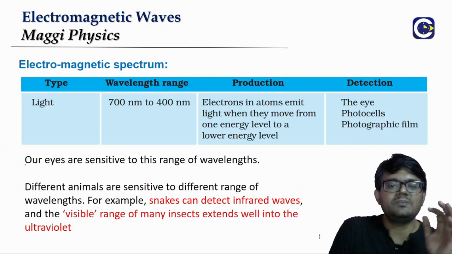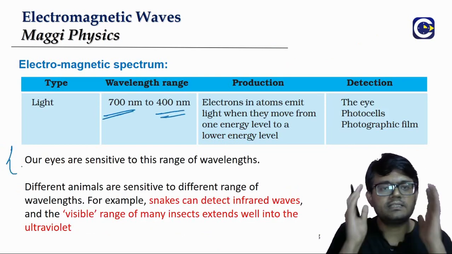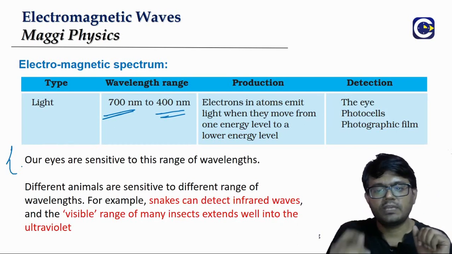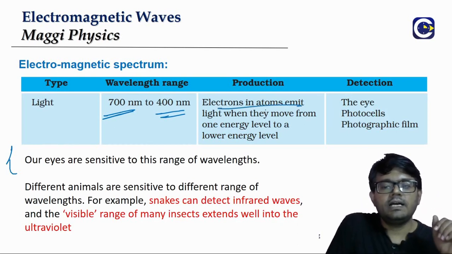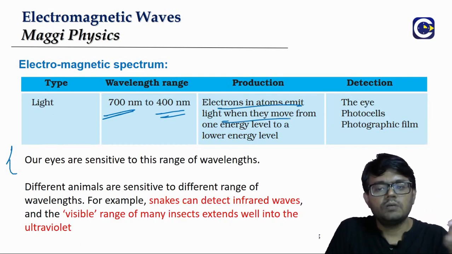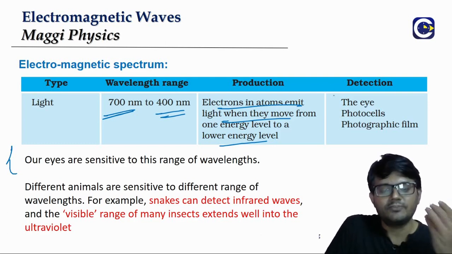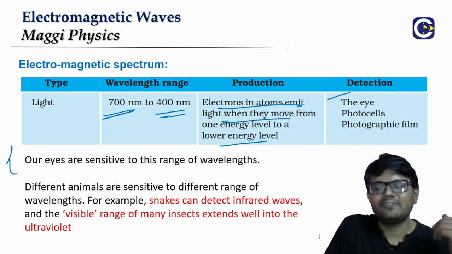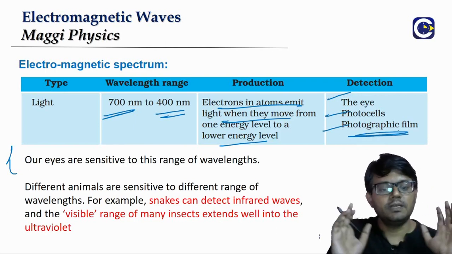அடுத்து நம்ம visible light. Visible சொன்னா 700 ல இருந்து 400. Okay, so this is the range that our eyes can actually perceive. So how do we produce the visible light னு பாத்தீங்கன்னா, by the electrons moving from the higher energy level to lower energy level inside the atoms. Okay, so electronic transition அப்படினு சொல்லலாம். How do we detect them? Of course, we can detect by using our eyes itself. அந்த மாதிரி we can also detect them by using photo cells, photographic films.